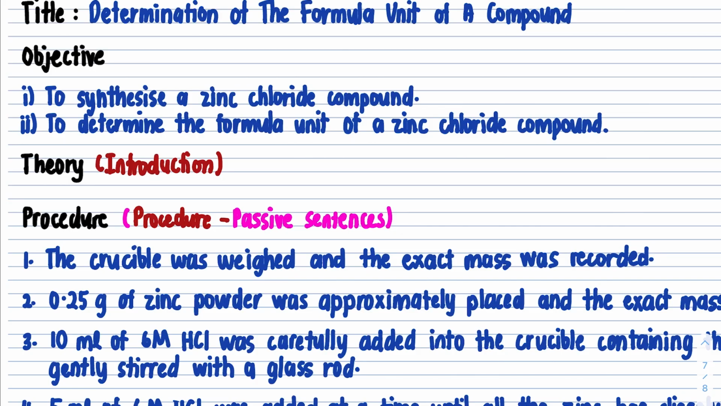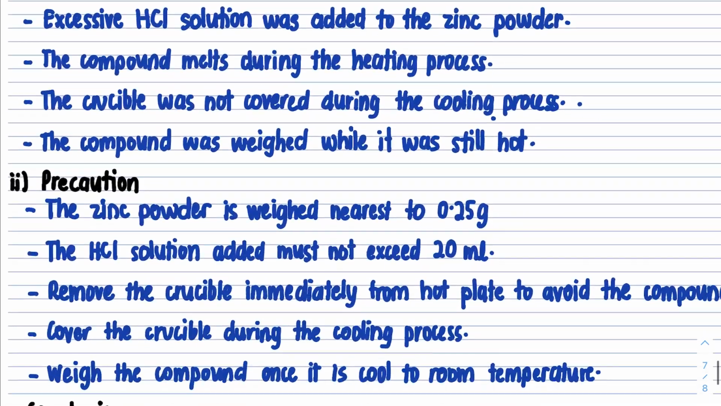Okay, next is actually to determine the formula unit of a zinc chloride compound. Once you have synthesized the zinc chloride, then you are able to determine the formula unit lah. To determine the formula unit we use our empirical formula calculation. Okay, so kali ni kita kena bagi tahu lah. Dekat conclusion tu bukan sahaja kita jawab the formula unit of zinc chloride was determined, we have to mention specifically what is the formula unit of your zinc chloride compound.